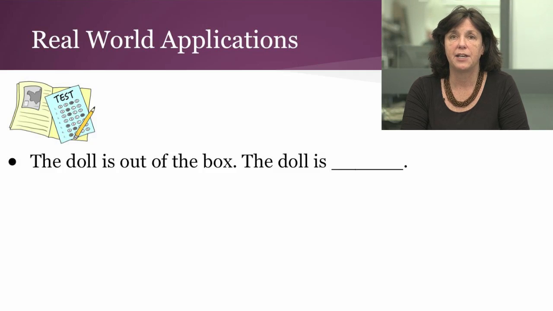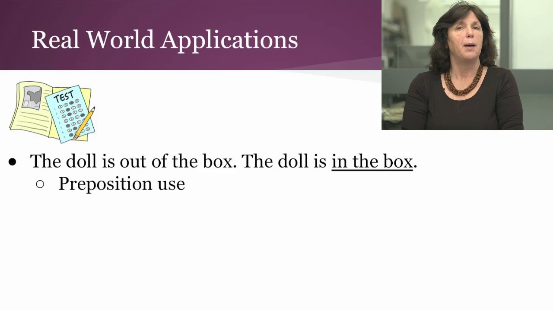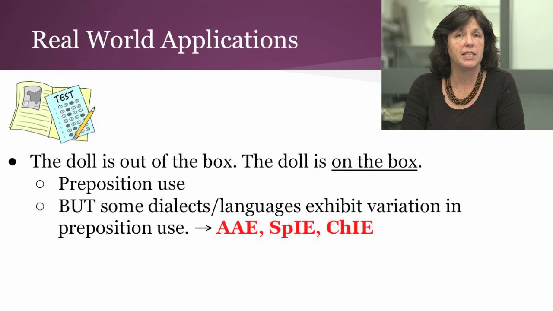The doll is out of the box. The doll is, and the child would see a picture of a doll inside the box. So here we are testing use of prepositions. But we know that some dialects and languages exhibit variation in preposition use. For example, the doll is on the box would be an appropriate answer in Spanish-influenced English. Chinese-influenced English and African American English also demonstrate different preposition use.